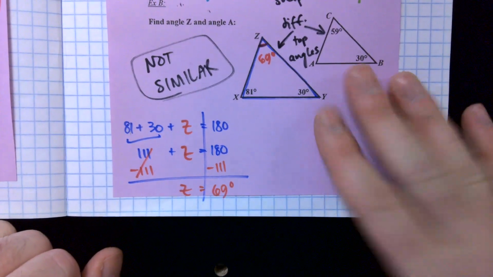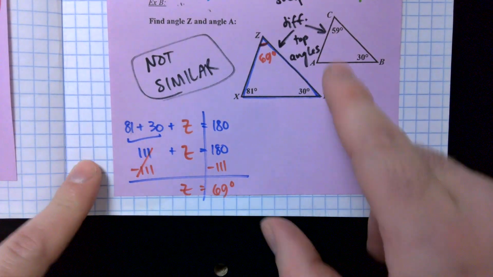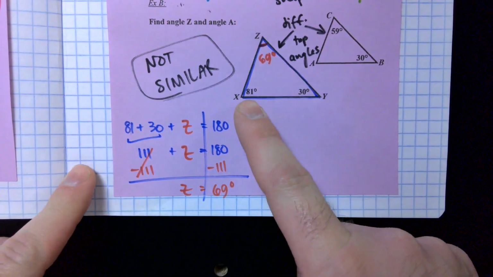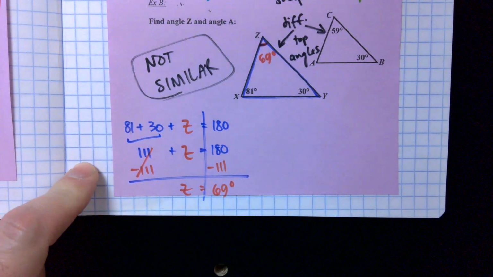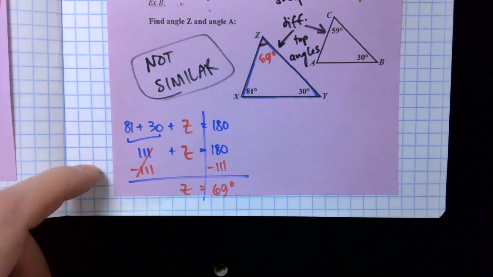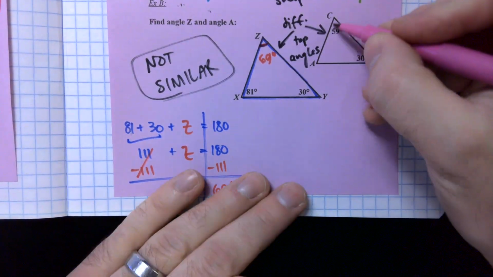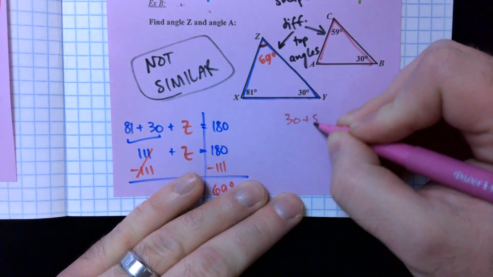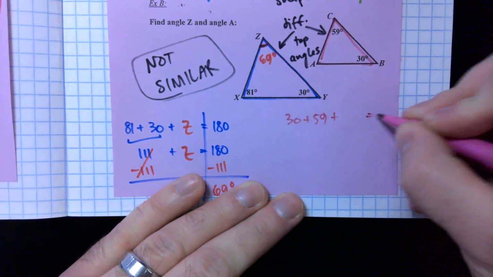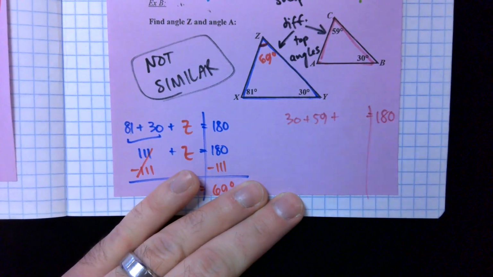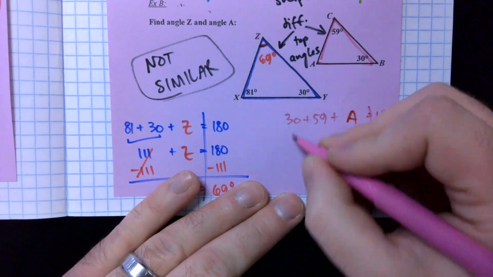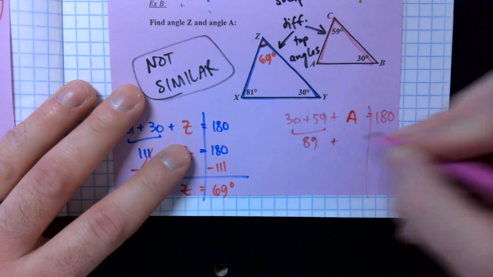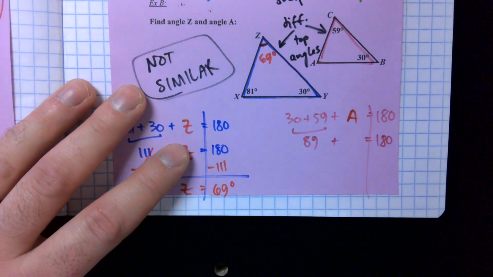I don't even need to do the other equation because I know that whatever I get down here for angle A is not going to be 81 degrees. But just to prove it, let's do it. It'll take 2 seconds. Right? 30 plus 59 plus A equals 180. What is 30 plus 59? 89. 89 plus A equals 180.